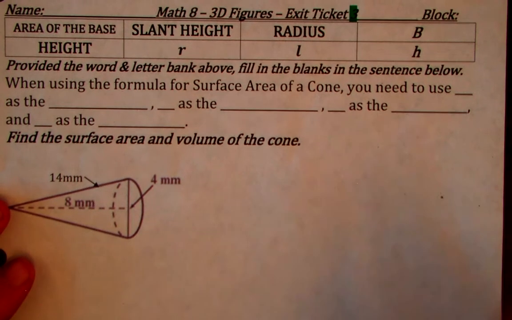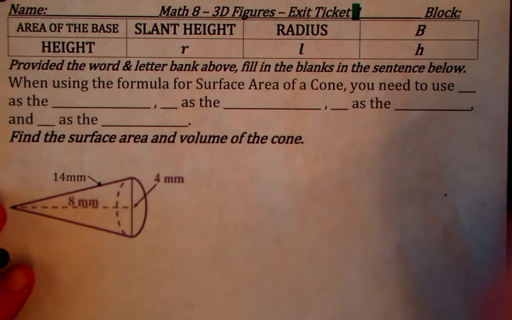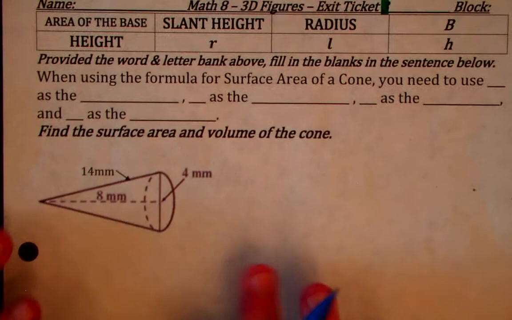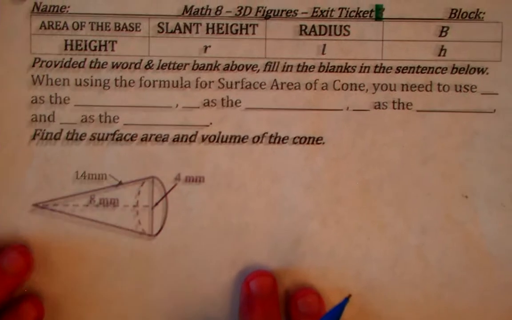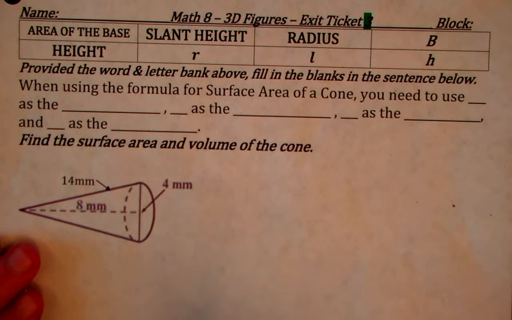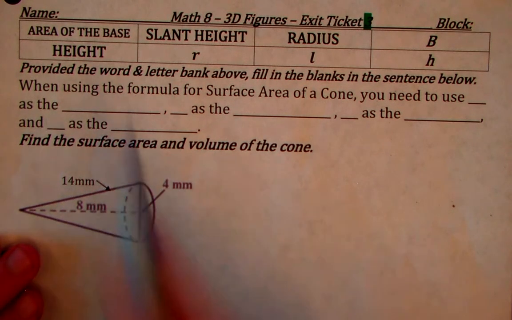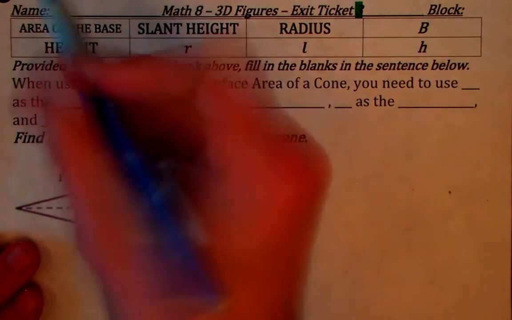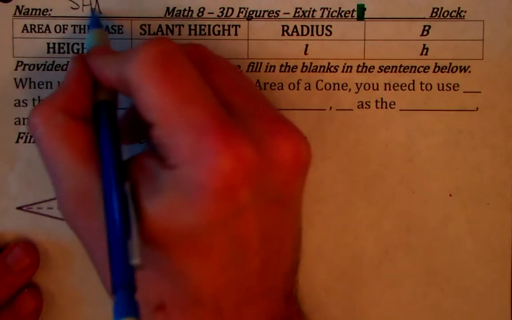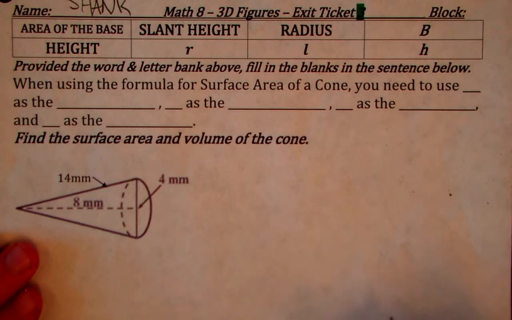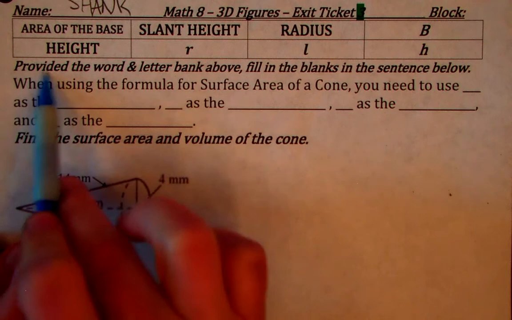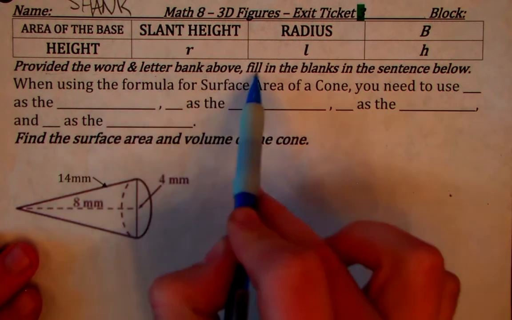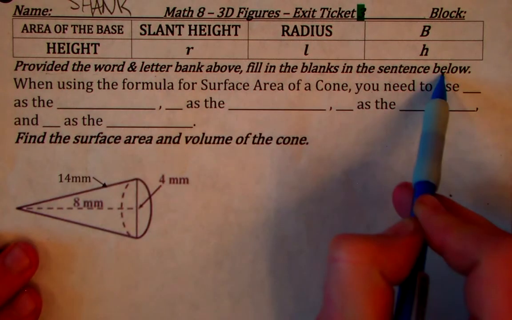And for this exit ticket number 3, again, we're going to be closing out as we work with a cone in this one. So, just like before, however, make sure that you are claiming it as your own and nobody else's. And it says, again, provided the word and letter bank above, fill in the blanks in the sentence below.